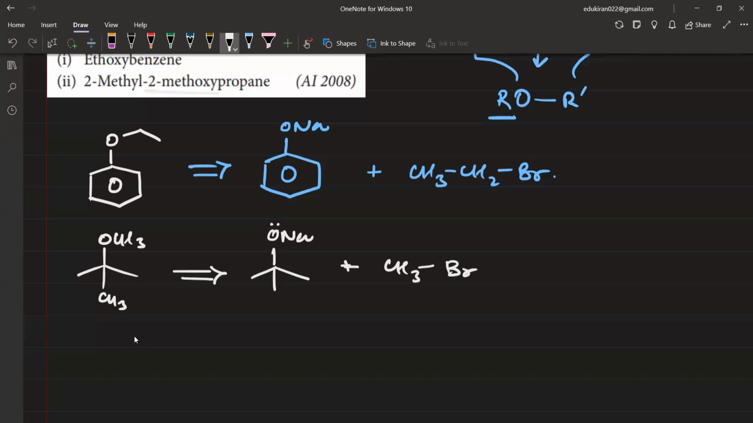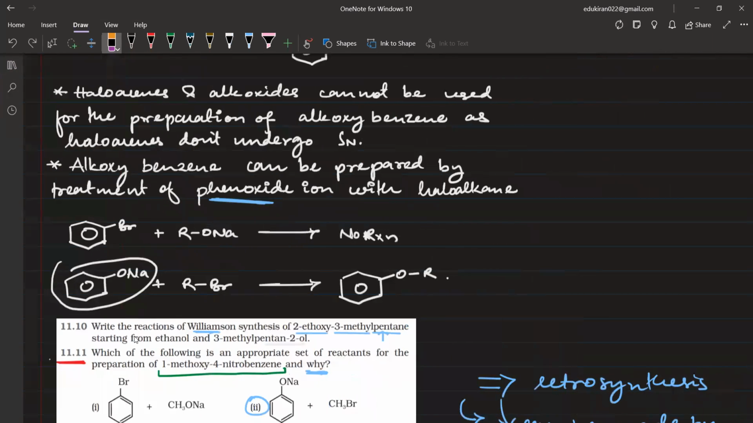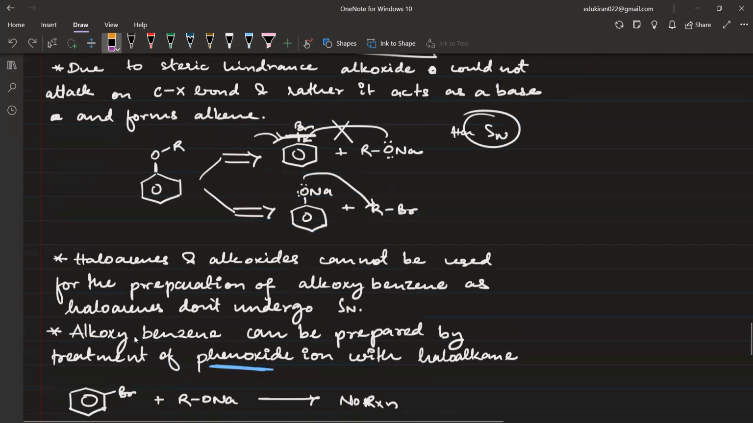Since Williamson ether synthesis is an SN2 reaction, that means the nucleophile should attack the primary haloalkane. Our haloalkane should be primary, 1 degree. That is why we have these reactions. If you don't see, we have done this one also here. Same question, last class.